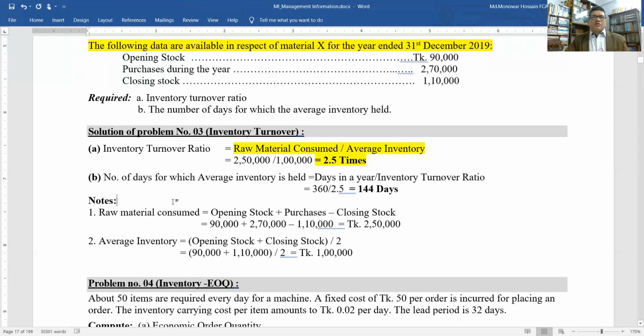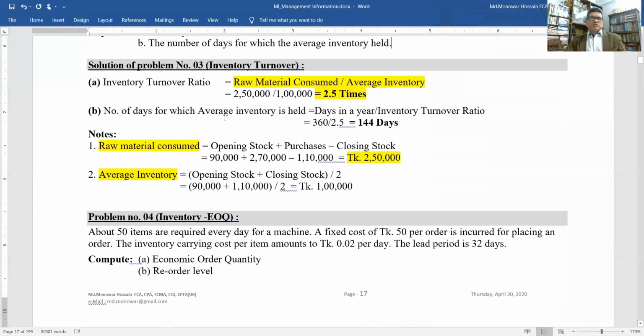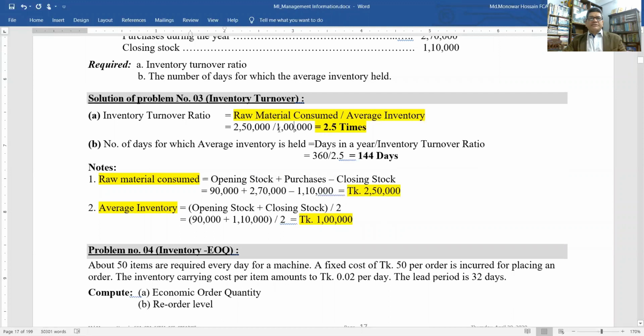Raw material consumed we calculate this way: opening stock plus purchases minus closing stock, so we get 2,50,000. Average inventory is opening stock plus closing stock divided by 2, so we get 1 lakh. With these figures we get an inventory turnover ratio of 2.5 times. Now the number of days for which average inventory is held: days in the year, 360, divided by inventory turnover 2.5, we get 144 days.